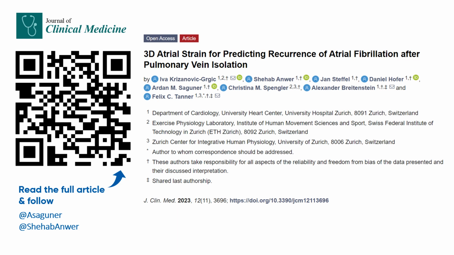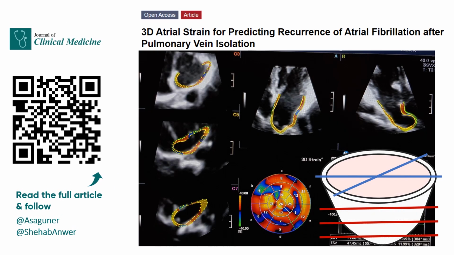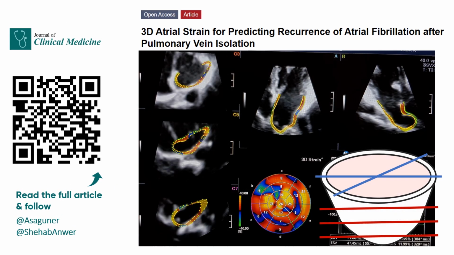Here, there is an important point that we would like to show. This is an example of a 3D strain where a one-volume acquisition allows you to trace the atrium in different aspects and therefore provides you multiple components and the strain curve in different directions to depict the different forms of deformation happening in the chamber you are analyzing.